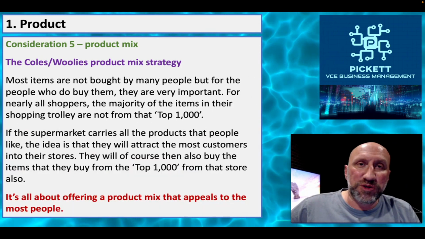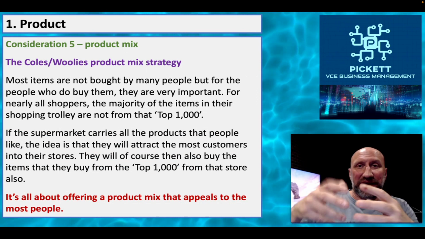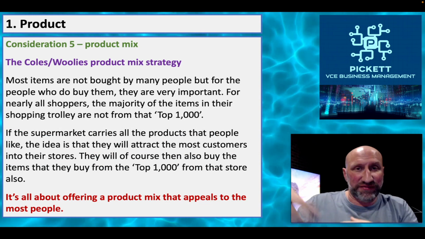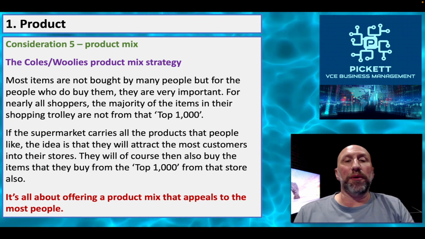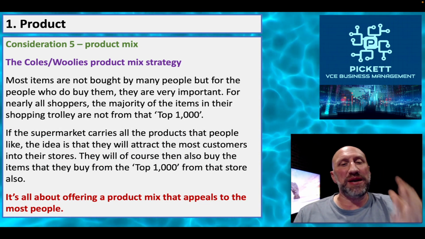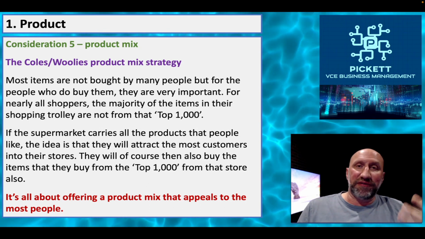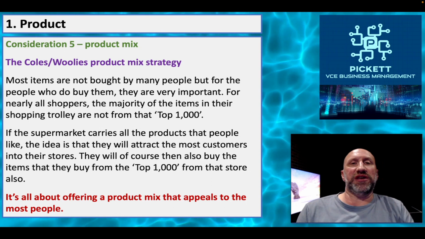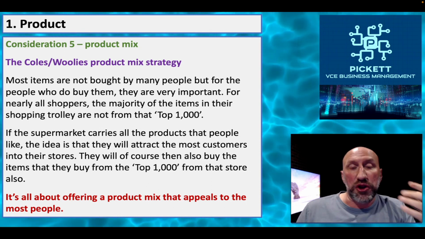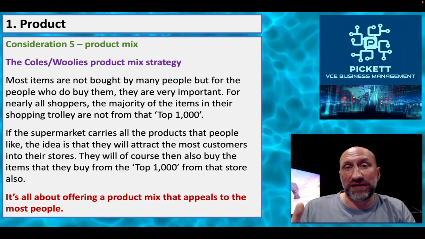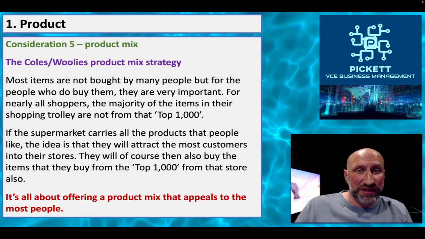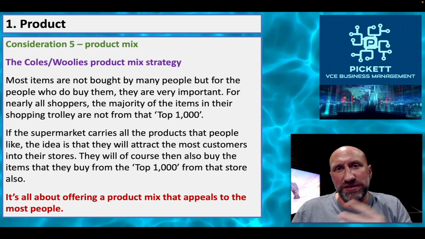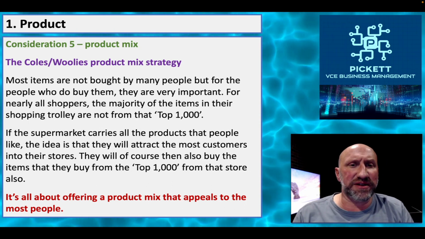Now, most of the rest of the stuff, not the 1,000, the small amount, but most of the rest, are not bought by many people. But the people that do buy them, they're very important, okay? So for nearly all shoppers, the majority of the items in their shopping trolley are not actually from that top 1,000. But when you take a lot of customers, those top 1,000 will be in most trolleys. Hopefully this is making some sense.